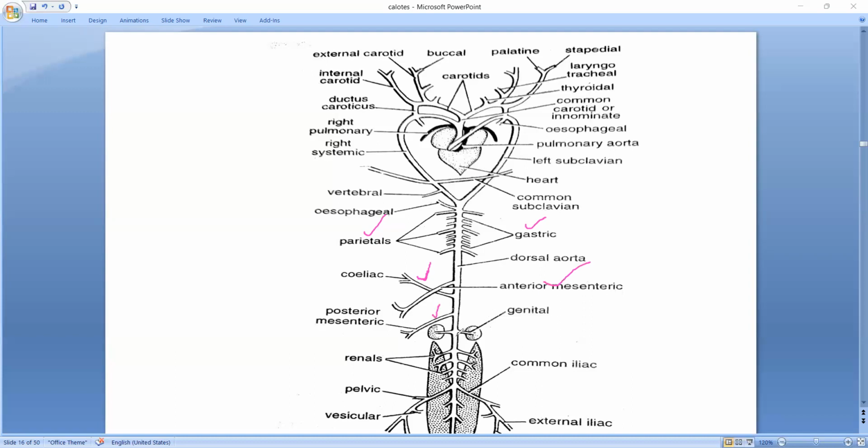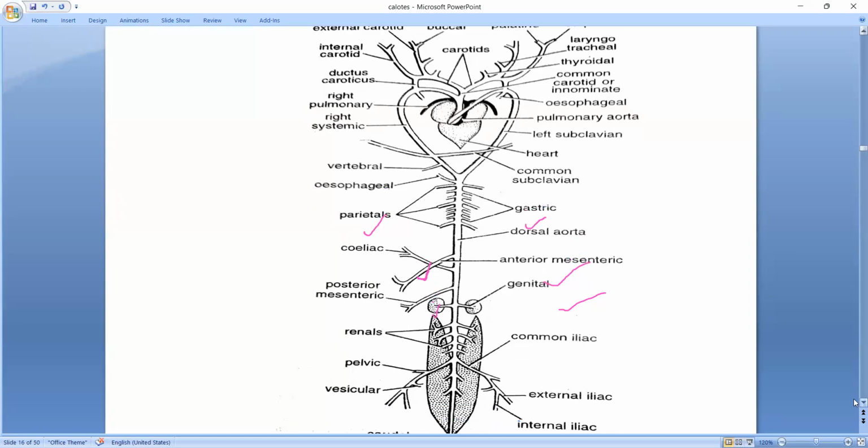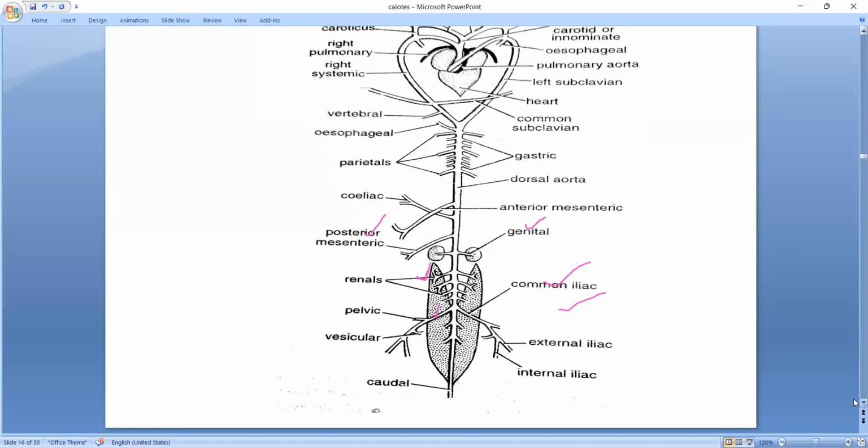And then the dorsal aorta gives one pair of genital arteries to the gonads. In male, they are testicular arteries. In female, they are ovarian arteries. And after the genital, there are four or five renal arteries produced that give blood to the kidneys. And then it gives a pair of pelvic arteries.